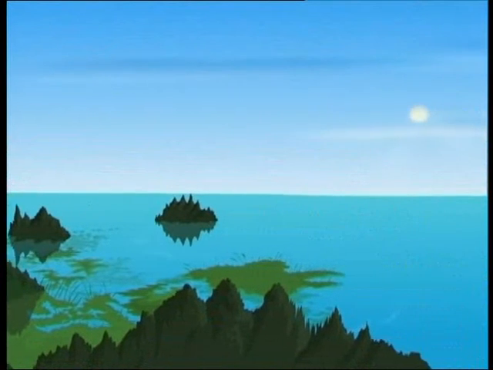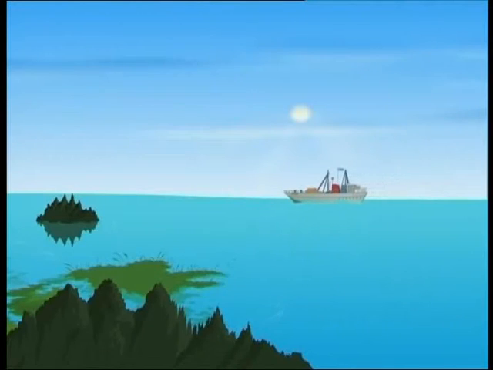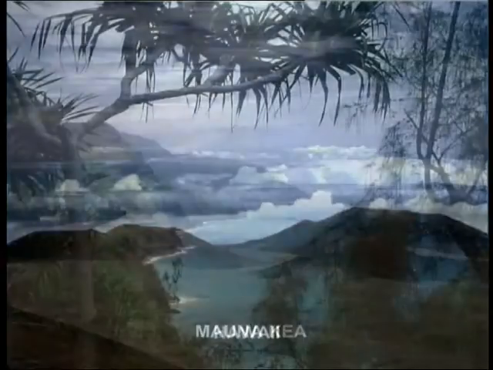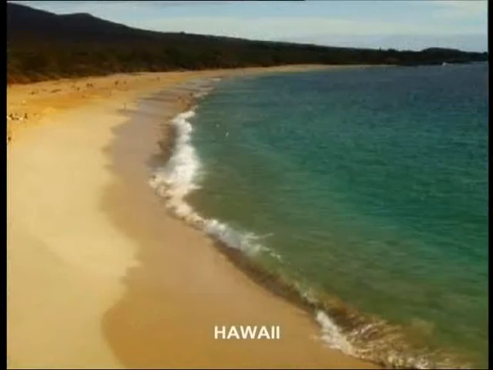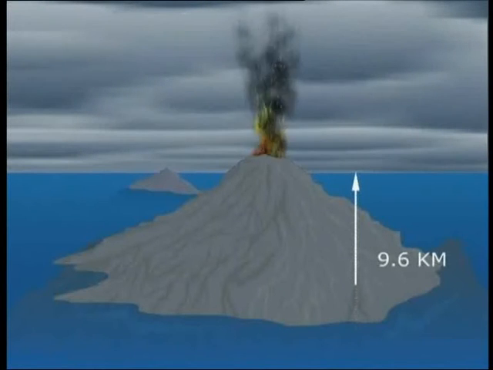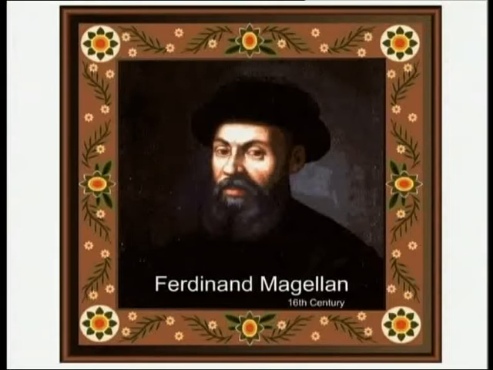Now, let us see some of the interesting facts that surround the Pacific Ocean. Mauna Kea is a volcano that rises from the Pacific Ocean floor to form the Big Island of Hawaii. Measured from its base, it is 9.6 kilometers tall, which is taller than Mount Everest.